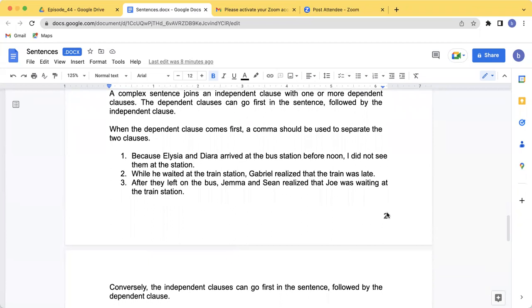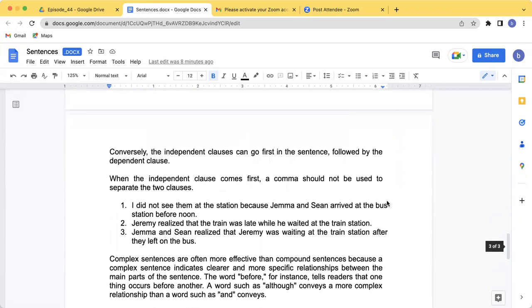Examples. Number 1. Because Alicia and Diara arrived at the bus station before noon, I did not see them at the station. 2. While he waited at the train station, Gabriel realized that the train was late. 3. After they left on the bus, Gemma and Son realized that Joe was waiting at the train station.